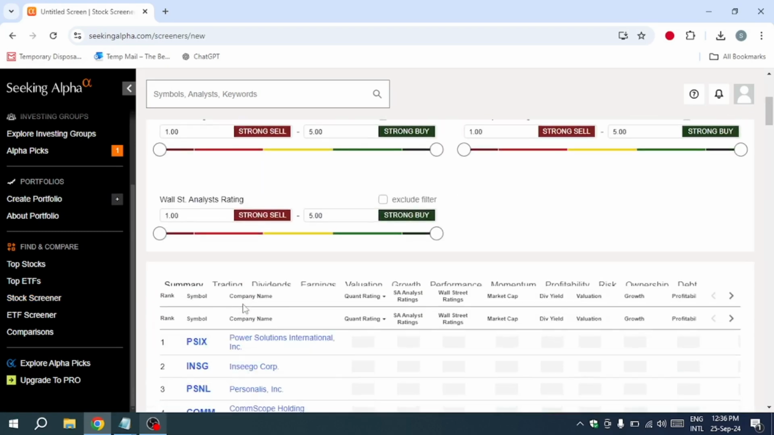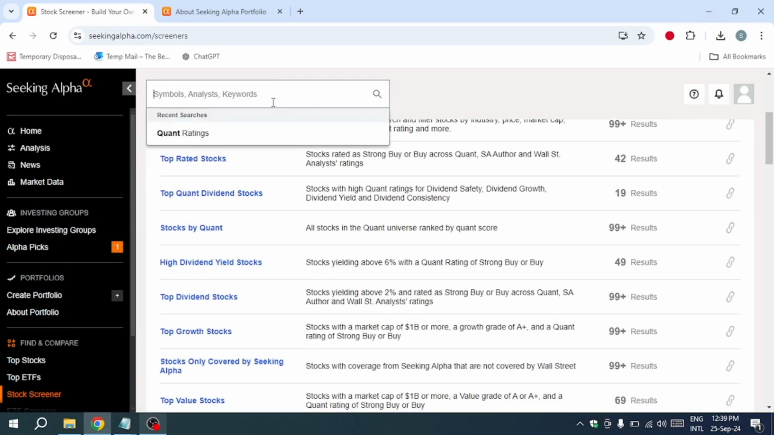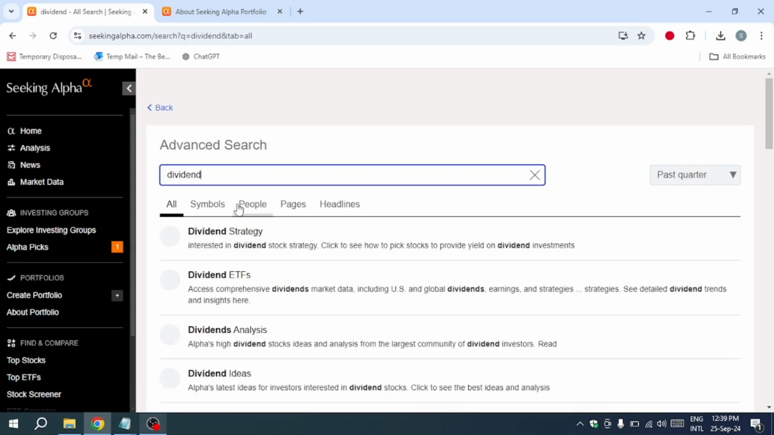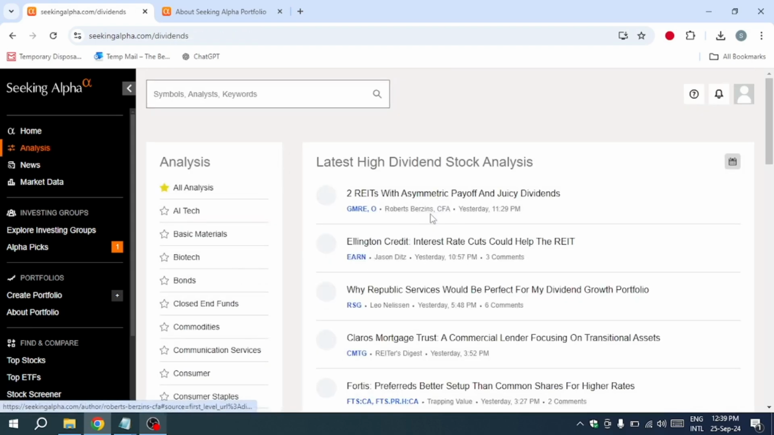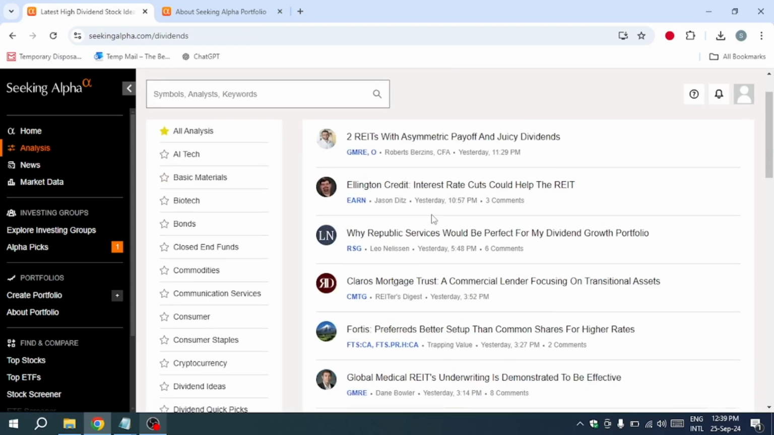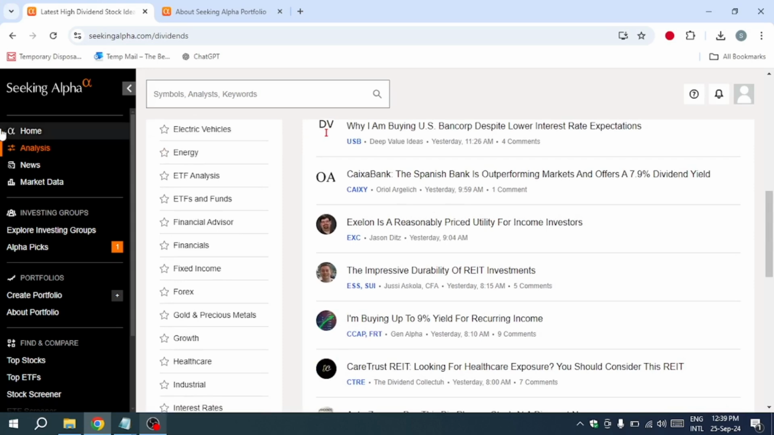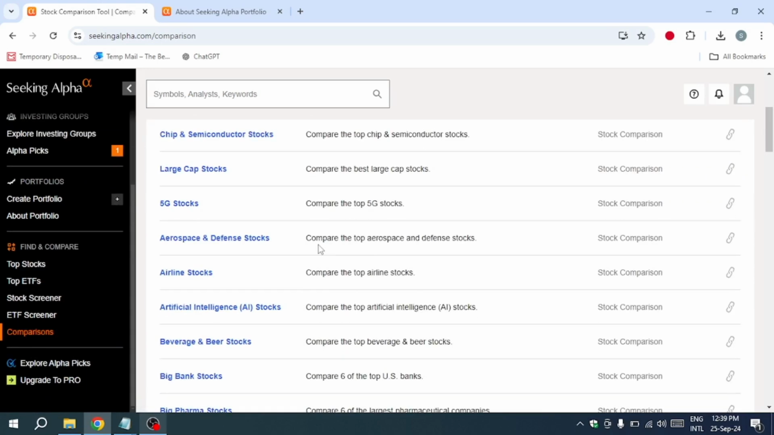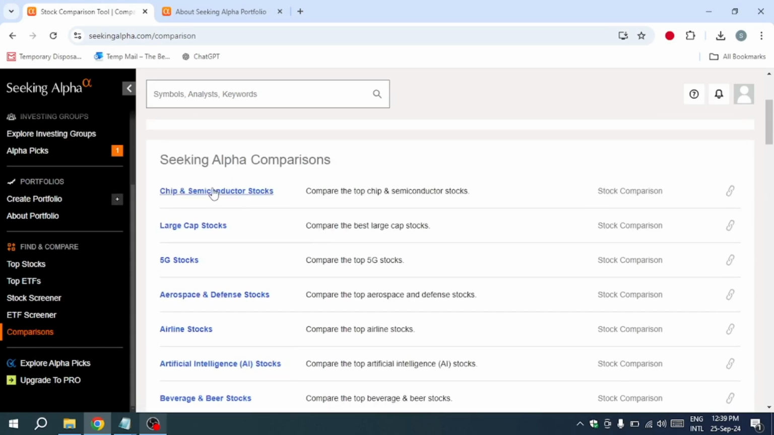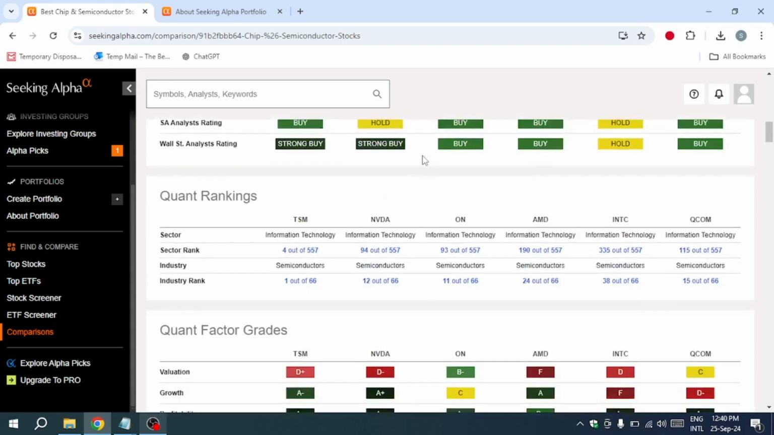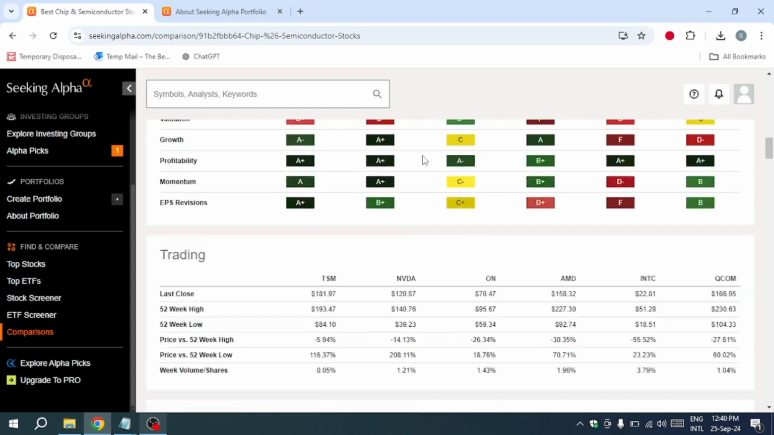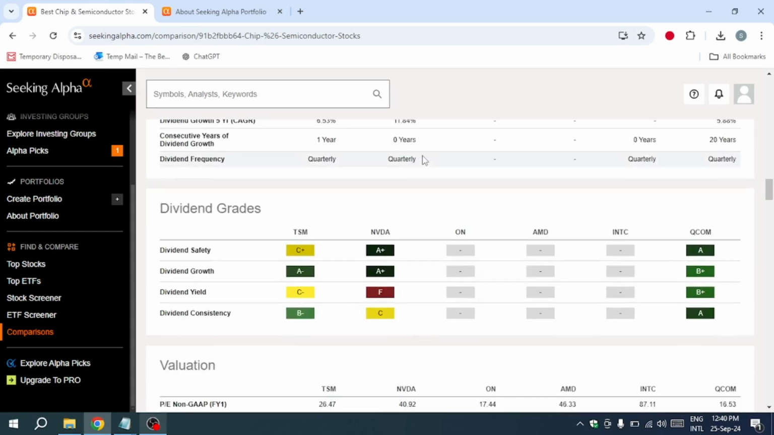For example, let's say you're interested in finding dividend stocks. You can easily configure the screener to show only stocks with high dividend yields and robust fundamentals. Additionally, the screener allows you to compare multiple stocks side by side, enabling you to view key metrics such as return on equity, revenue growth, and price-to-earnings ratios all in one glance. This feature is a massive time saver for investors looking to make informed decisions quickly and efficiently.